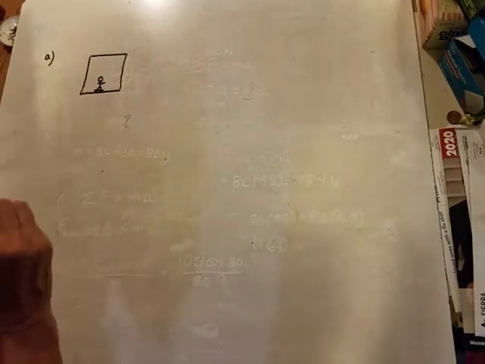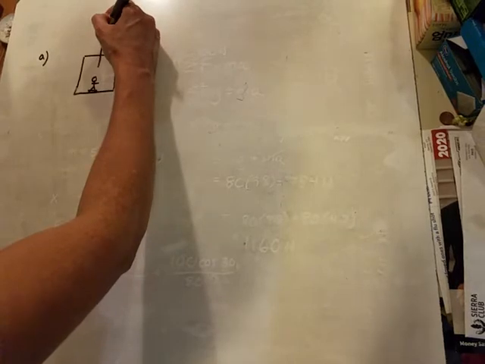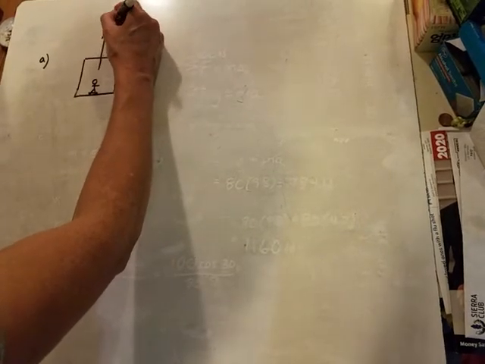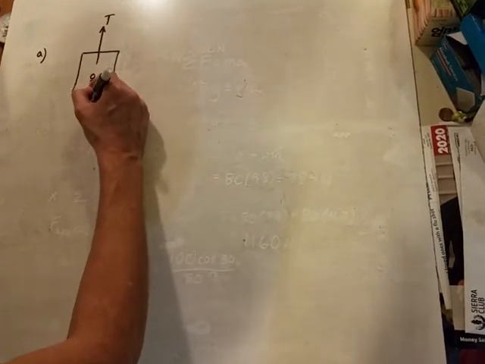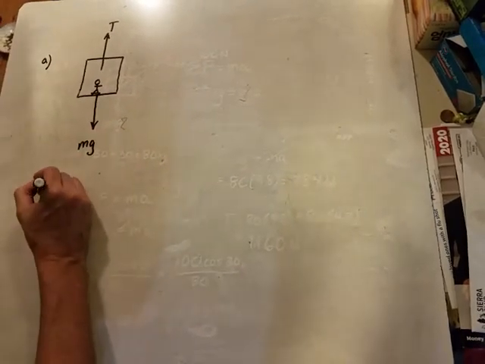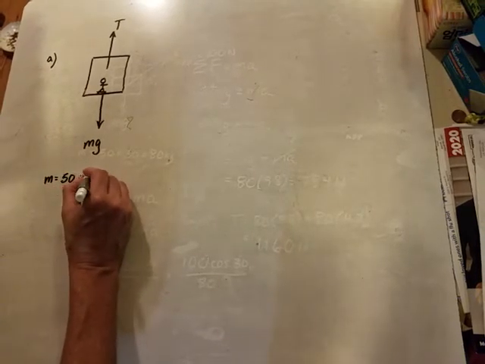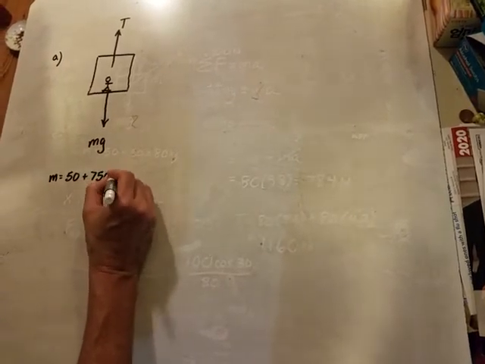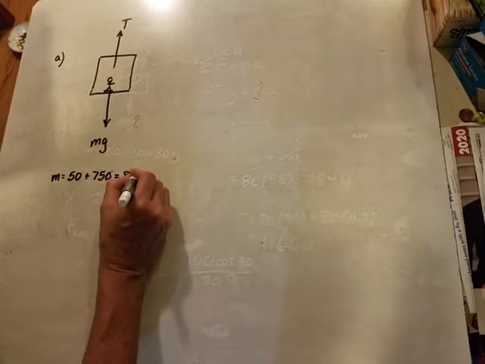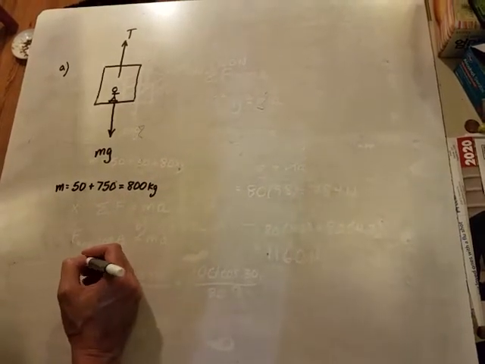So, a bathroom scale. And there's a cable that's pulling on the elevator. So there's a tension acting on all of this, and there's the weight of everything going down. So the mass here is going to be equal to the 50 kilograms of the person plus 750 kilograms of the elevator, so that's 800 kilograms worth in this object that we're interested in.